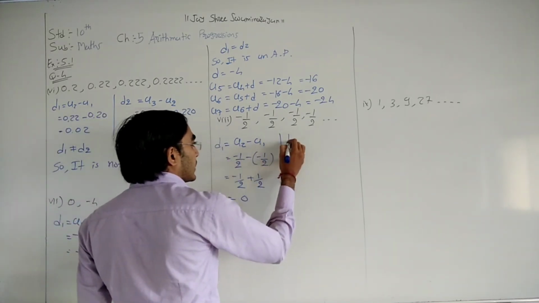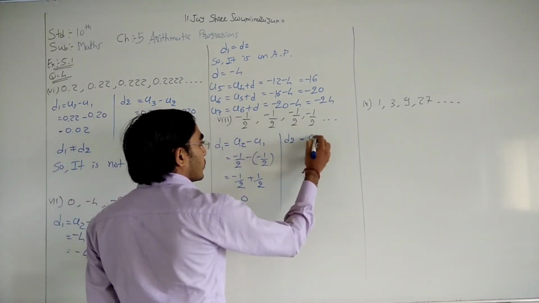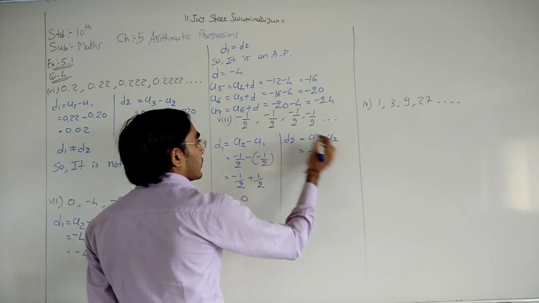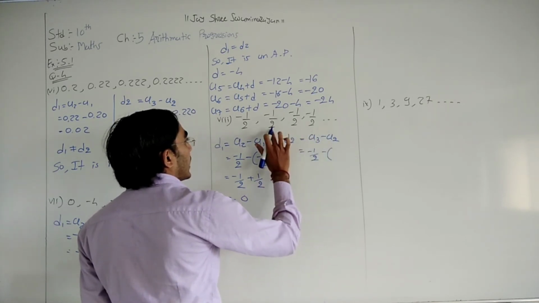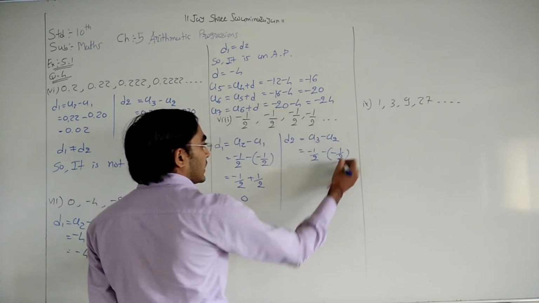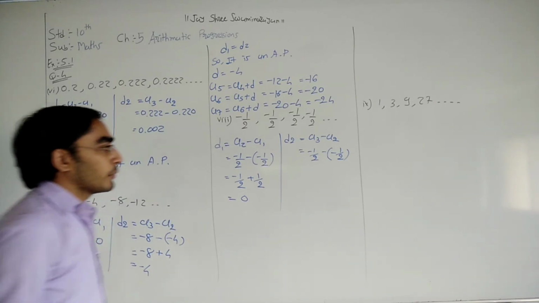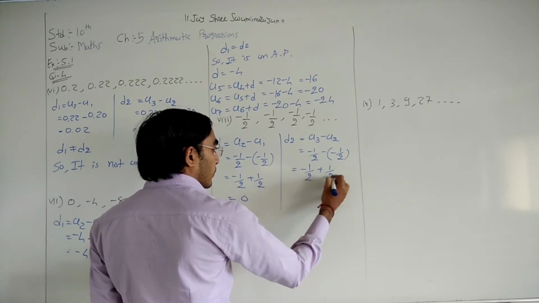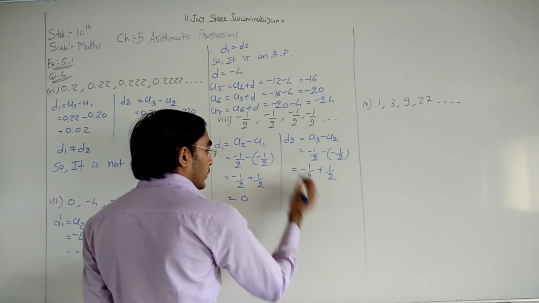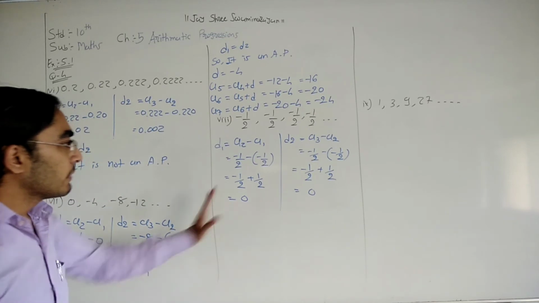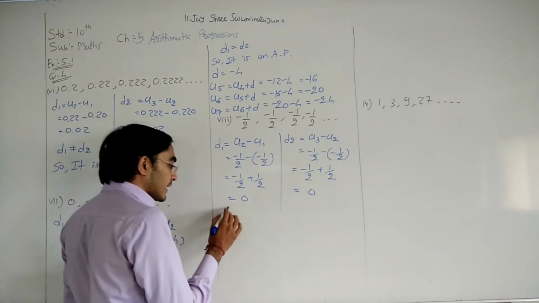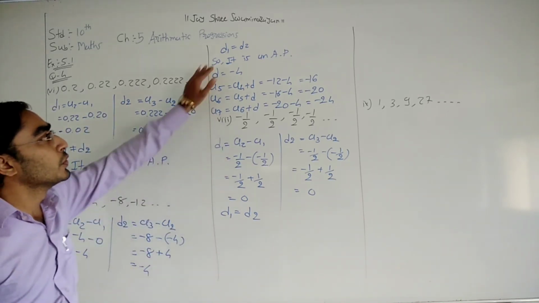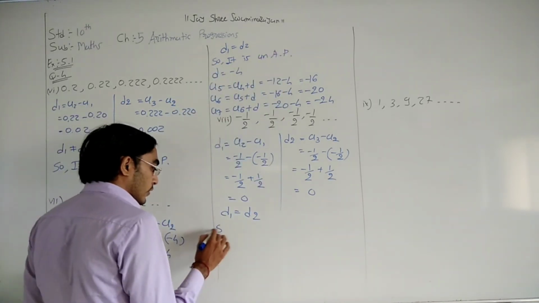Okay, similarly we can find the second difference, A3 minus A2. A3 is minus 1 by 2, minus, as per the formula, and A2 itself has a negative sign, so we need to write it in brackets, so minus 1 by 2. Now here, minus 1 by 2 minus minus 1 by 2, that is minus 1 by 2 plus 1 by 2, which is 0. So here we have the same common difference D. D1 is equal to D2, and if D1 is equal to D2, it forms an AP.